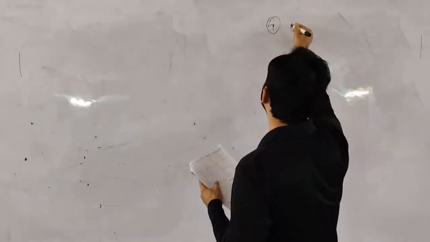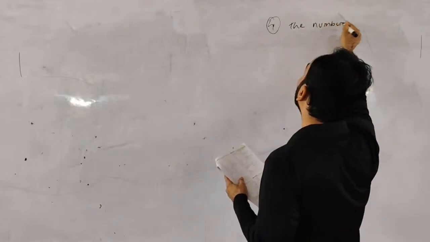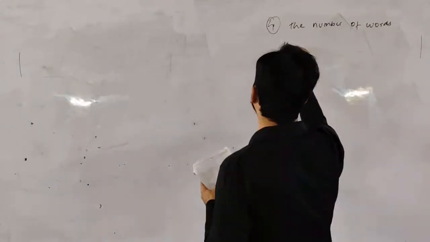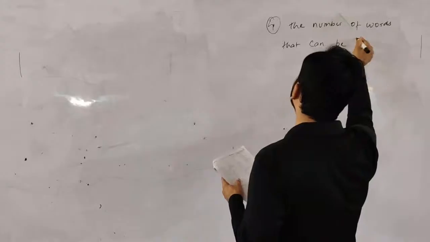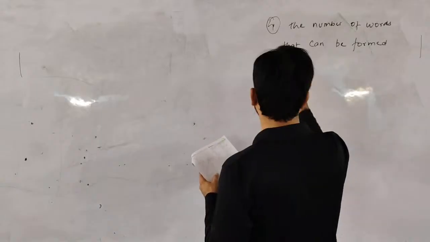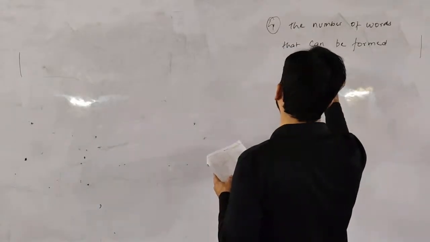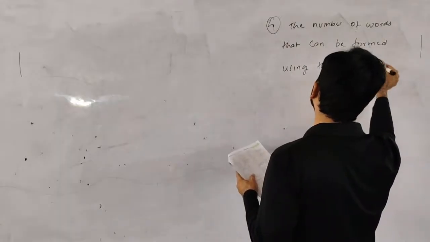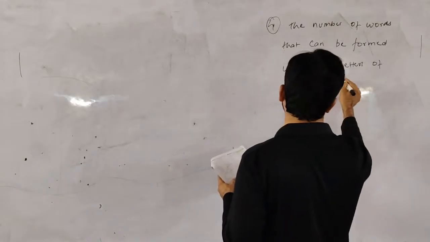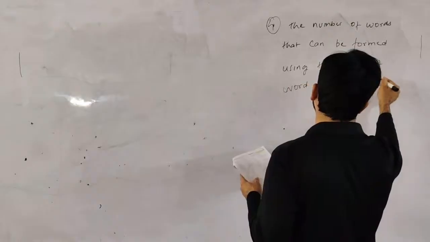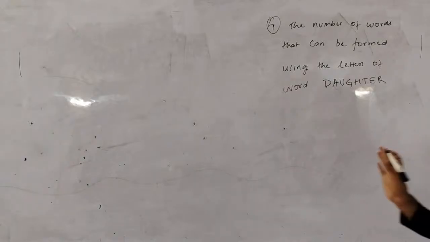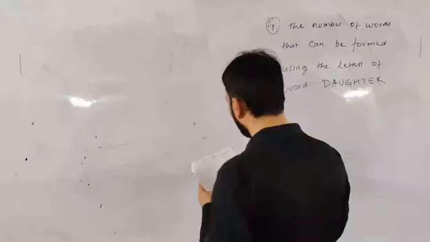The number of words that can be formed using the letters of the word DAUGHTER. So the word that is given is daughter, and the vowels never come together.